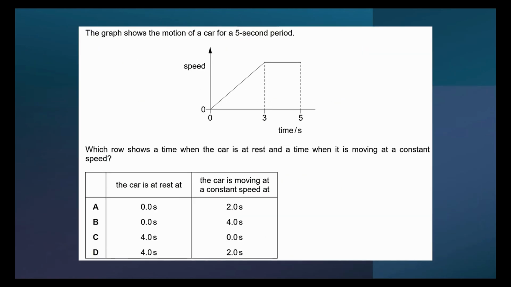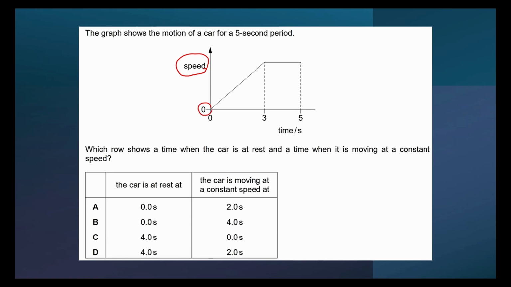Let's start. The first question is about a graph. In this graph, we have an object. A car is moving for a 5-second period. And we are asked to get the correct answer from these rows. Okay. Firstly, look at the graph and what is on the y-axis. Again, it is the speed. What happens to the speed here?